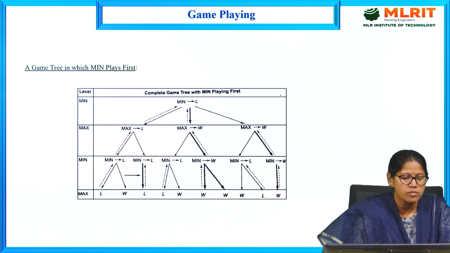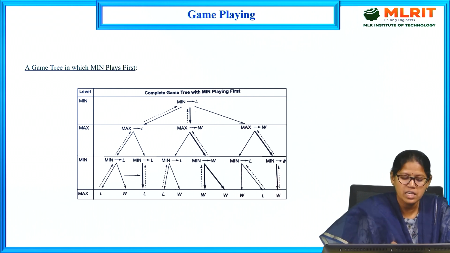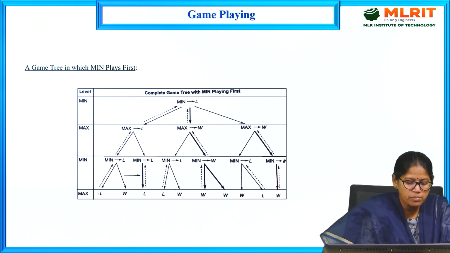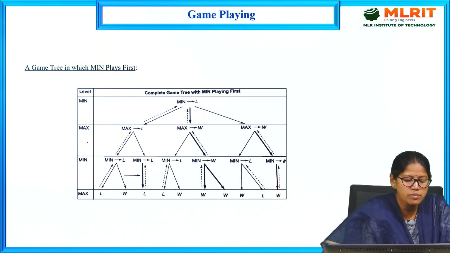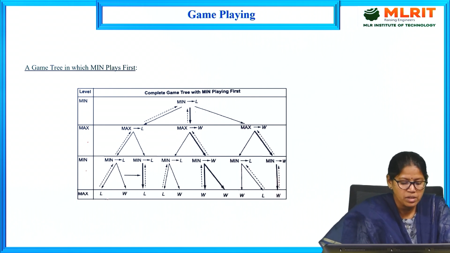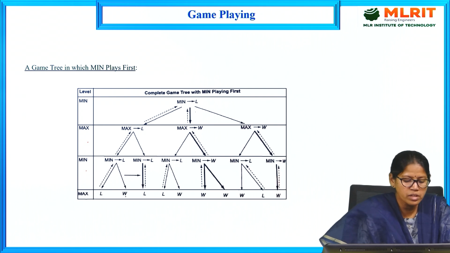So if it follows this path, then max will win the game. Next, when min plays first in the same game tree, how will it be placed? So min plays first, followed by max, min, max. So at max is the terminal level and these are the winning positions.